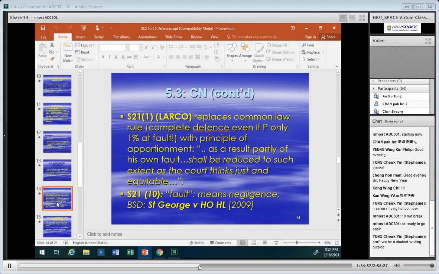And so the principle of apportionment arises, and this comes from the wording of section 21 sub 1 on page 130. So highlight section 21 of LACO, must know. And if you get any question in the exam dealing with contributory negligence and you don't mention section 21, I'll be very disappointed, and so will you, because you will miss out on a lot of marks.